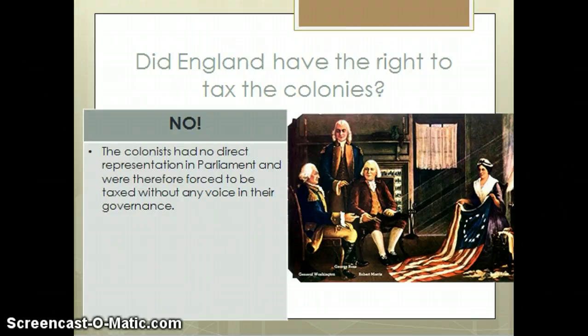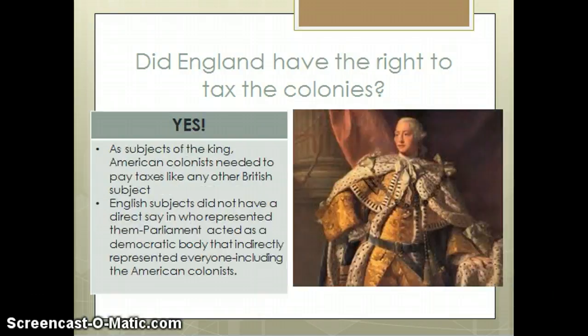They had also enjoyed a period of time when none of the laws that England had passed had really been enforced, and they'd been able to do what they wanted. So they didn't really understand why England was suddenly coming down on them and making them pay all these taxes. The counterclaim to this argument was yes, as subjects of the king, American colonists needed to pay taxes like any other British subject.